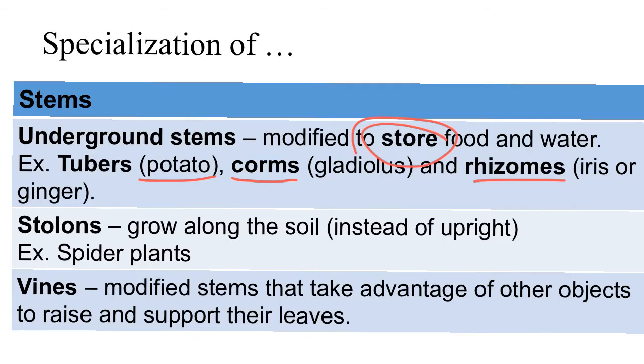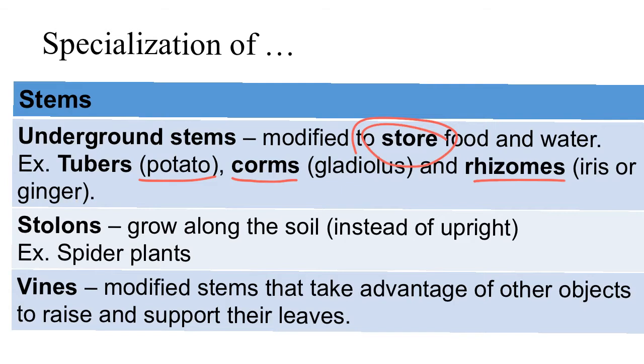There are two other ways that stems can be specialized, which include stolons, which are basically stems that grow along the soil instead of upright. So spider plants will do this, and also vines, and they're kind of similar, but in this case, the stems are going to be taking advantage of those other objects.